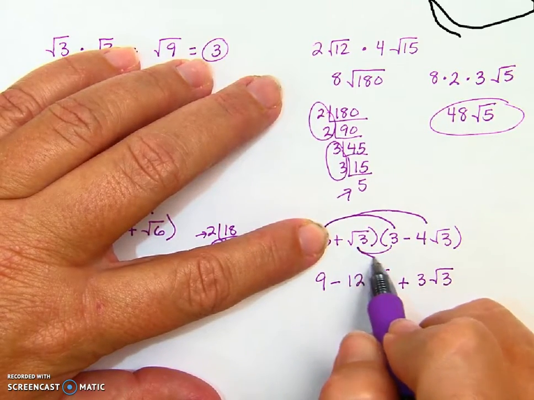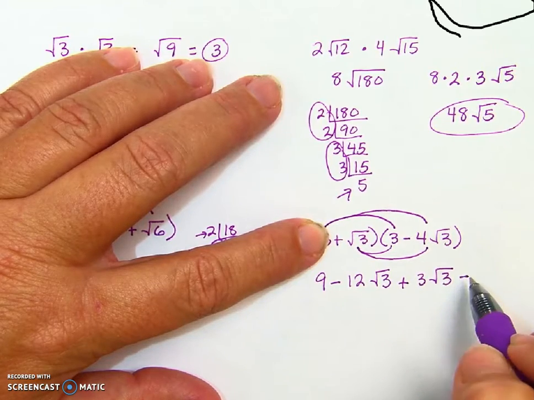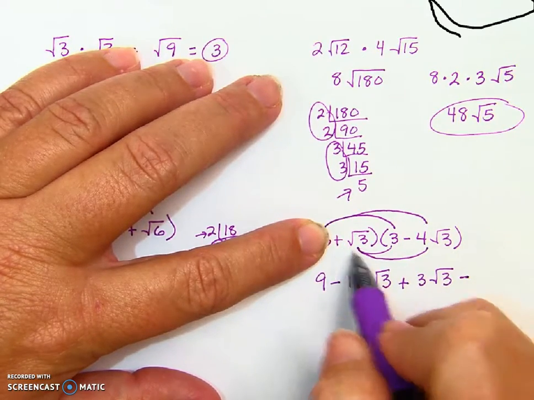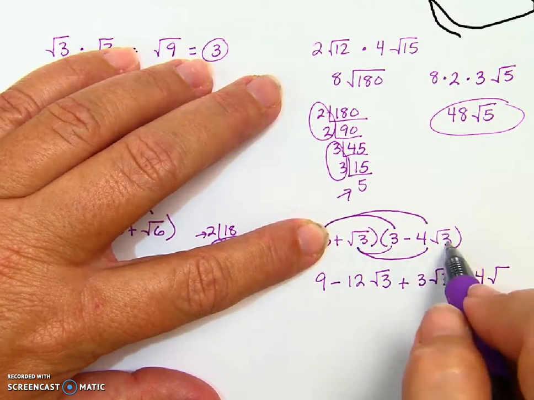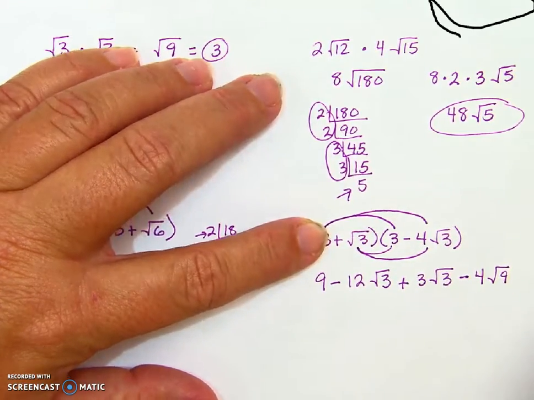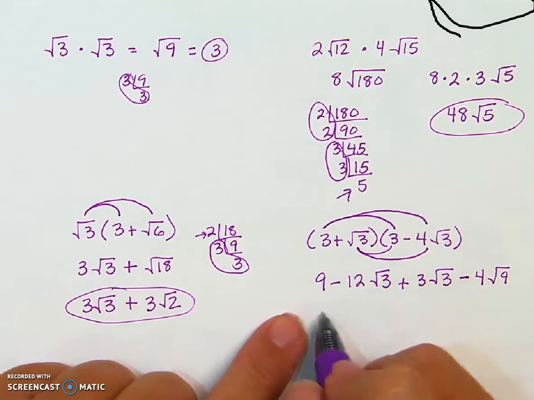Then I multiply square root of 3 times this term. Positive times negative is negative. 1 times 4 is 4. And then I have a radical, 3 times 3 underneath is 9. Okay, I can simplify this one. I can't simplify these, so I'm going to bring them down.